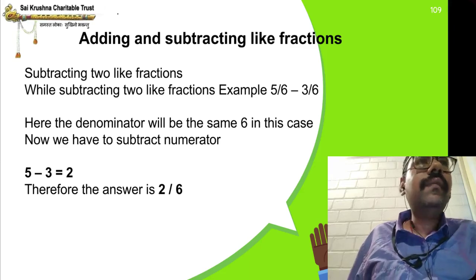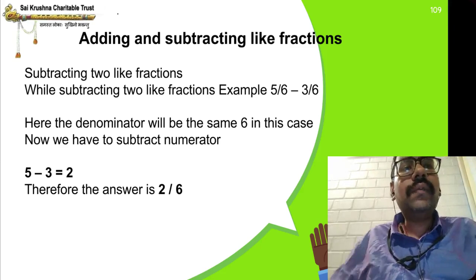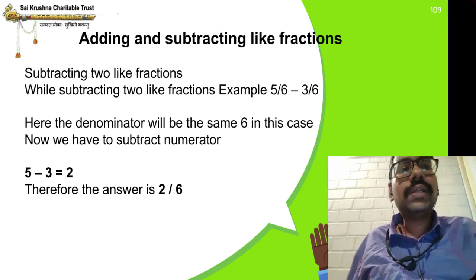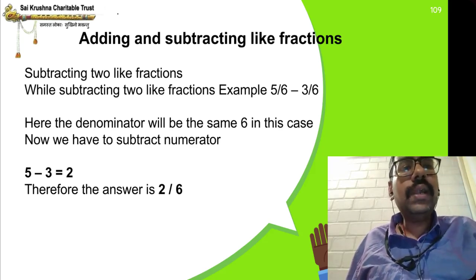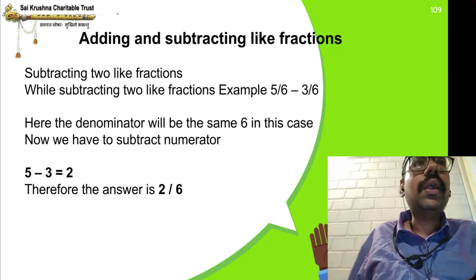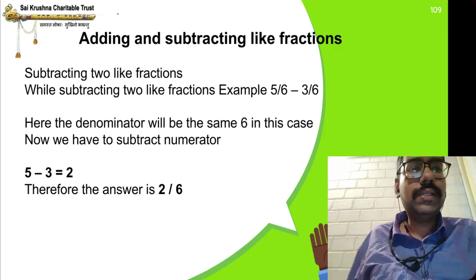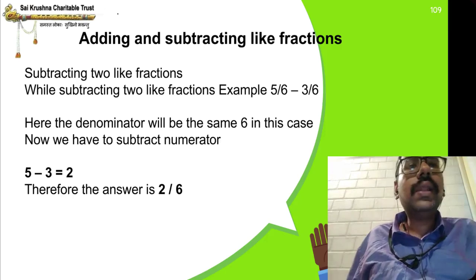Next we have the mixed fraction. A fraction consisting of a whole number and a fraction is called a mixed fraction, or a fraction expressed in the form q r by d, where q is the quotient, r is the remainder, and d is the divisor. That is called a mixed fraction. And what are like fractions? Fractions having the same denominator are called like fractions. Now we'll do adding and subtracting. How to add and subtract like fractions.